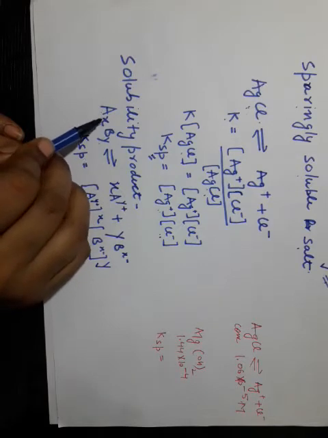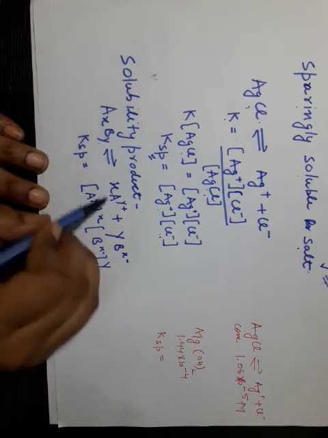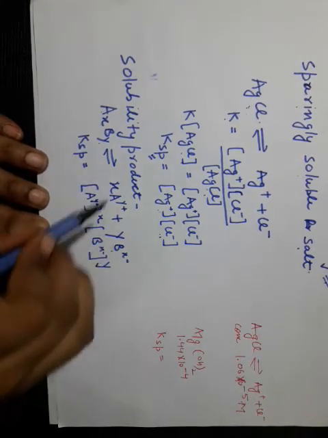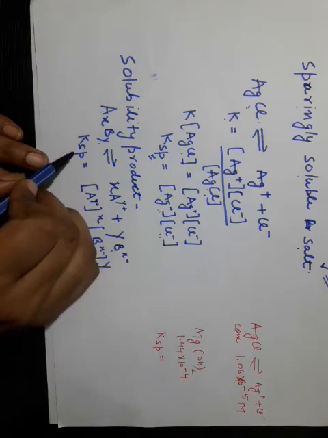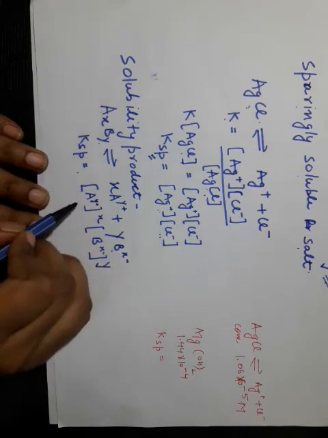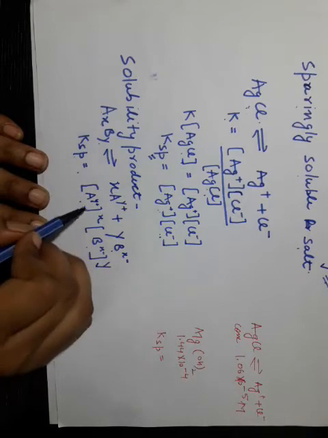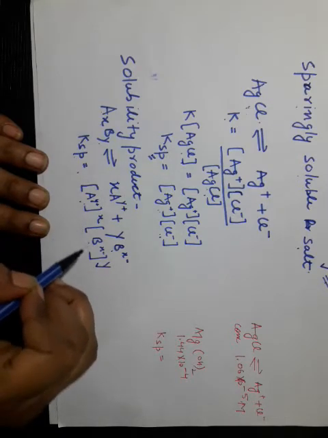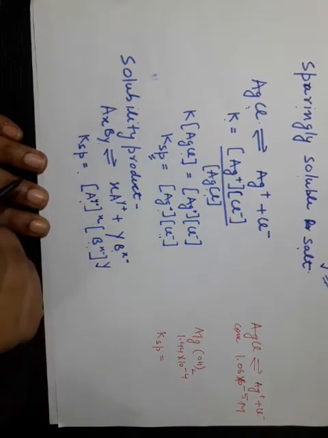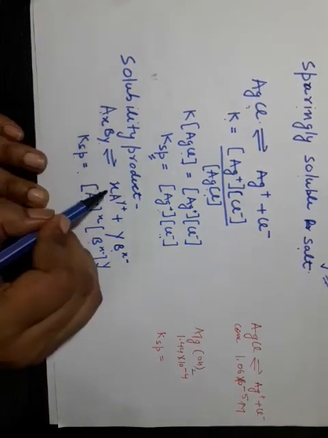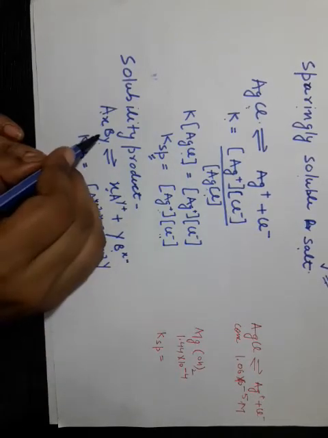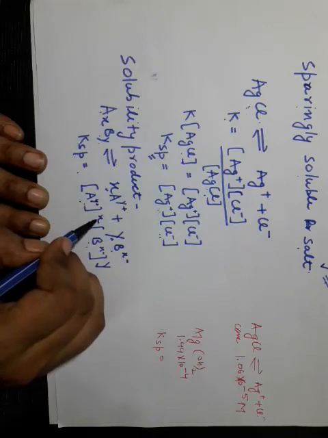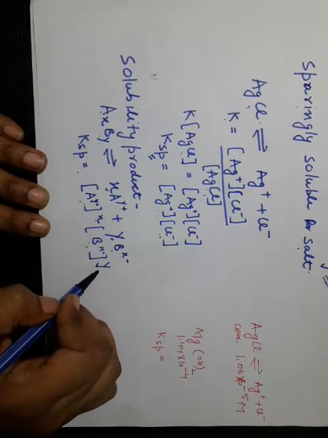See here, solubility product. AxBy, when it dissociates, x ions of A are formed and y ions of B are formed. So the solubility product of these ions is equal to the product of concentration of products raised to the power of their stoichiometric coefficient, which is formed during dissolution. So A ions, x molecules are formed, B ion, y molecules are formed. So their coefficients are A to the power x, B to the power y.